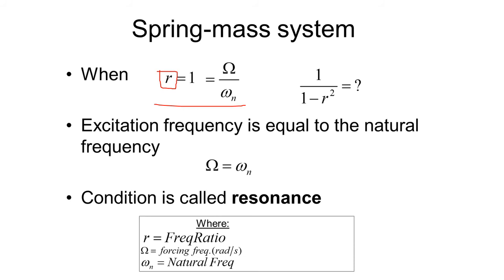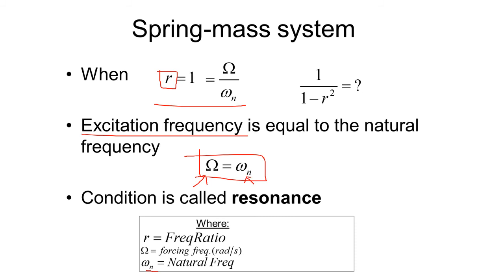Our excitation frequency is equal to the natural frequency here. These are different ways they may word things in the problem that we need to be aware of, and understand which terms and which variables we're going to use. And a condition called resonance here, where r is our frequency ratio that we talked about above. Our omega term here is going to be our forcing frequency in units of radians per second, and our omega sub n here is going to be our natural frequency right there.